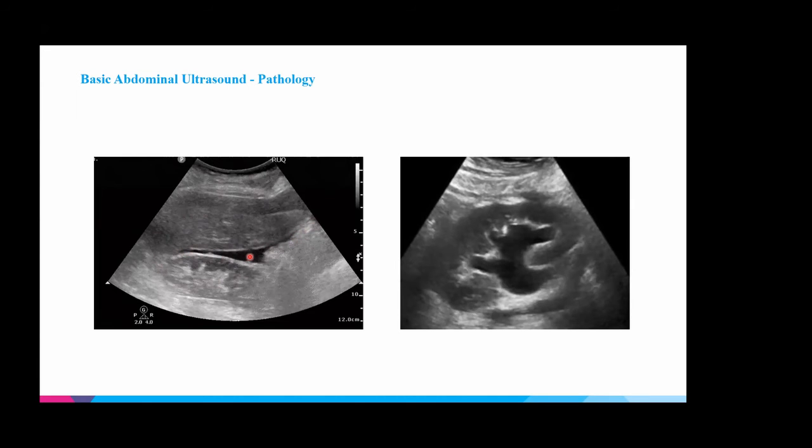So for you to have fluid in the Morrison's pouch or hepatorenal recess, it usually signifies that there's probably at least a liter of fluid in the peritoneal space. Depending on the situation, if the patient came in as a trauma patient, could it be blood? It's possible. Could the patient have cirrhosis and ascites or SBP? It's possible. But if you see fluid here, that's obviously abnormal, and it signifies that there's at least a liter in the abdominal space.